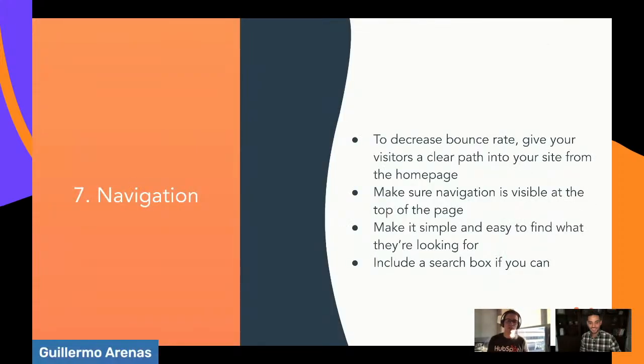Let's move to number 7. To decrease bounce rate, give your visitors a clear path into your website from the homepage. Make sure navigation is visible at the top of the page. Make it simple and easy to find what they're looking for. And if possible, include a search box. And this is very relevant to those companies who have many different areas or many different lines of product, that it can be overwhelming for somebody who goes into their website and wants to find a very specific product. They don't even know how to get there.